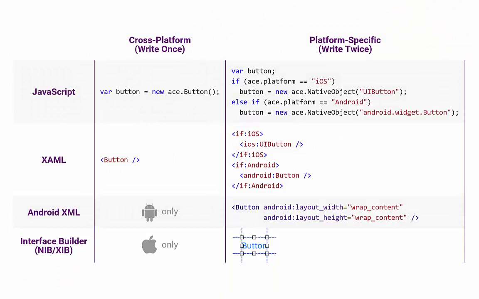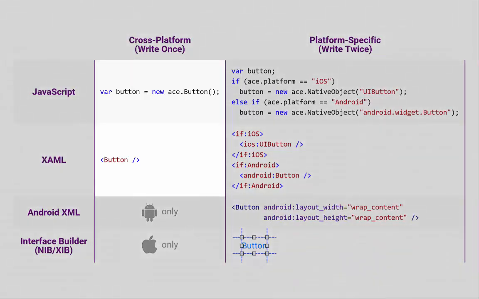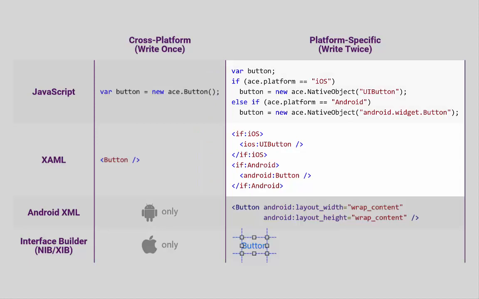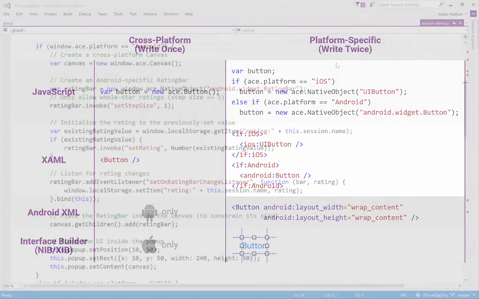However, if you use JavaScript or XAML markup, that gives you the extra option of using a cross-platform UI framework that enables you to just write your UI once and have it work on all the platforms. But if you want or need to write platform-specific UI, you can still do that in JavaScript or XAML. And that's actually what we're going to see next.